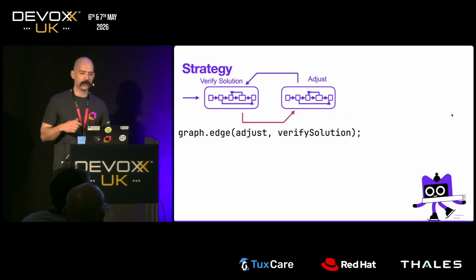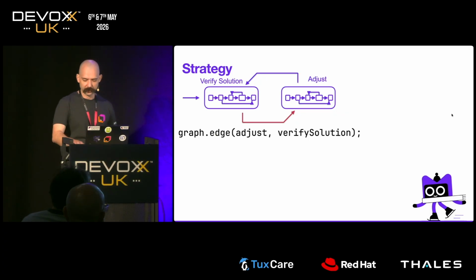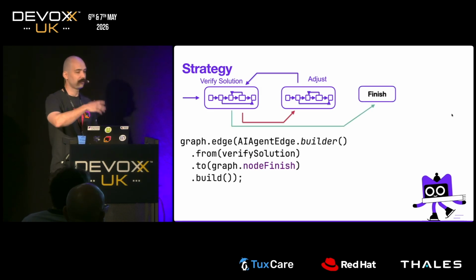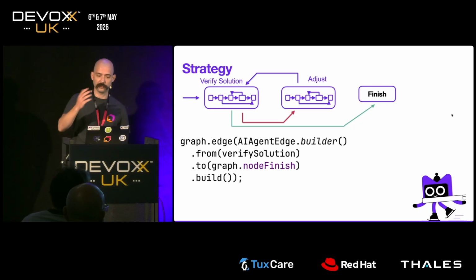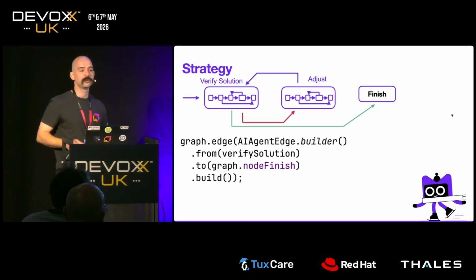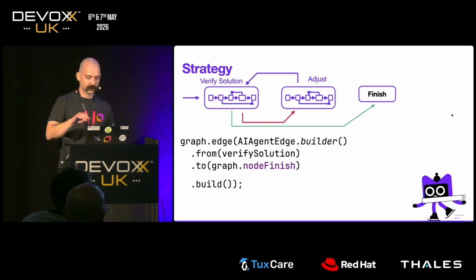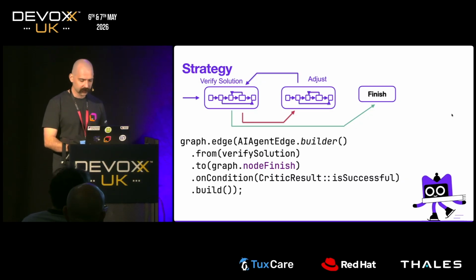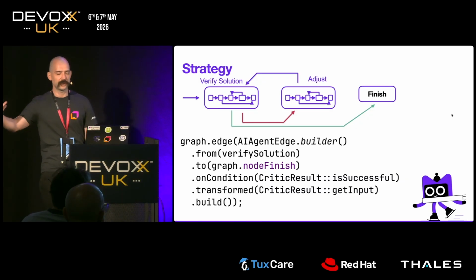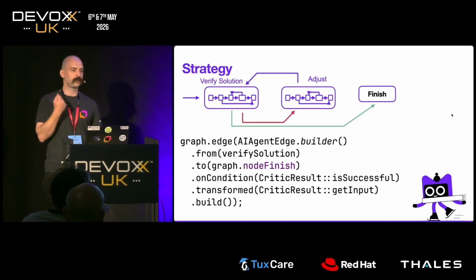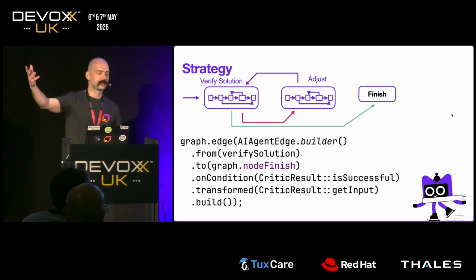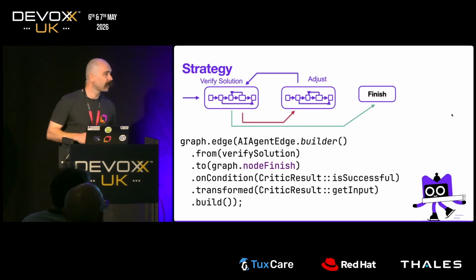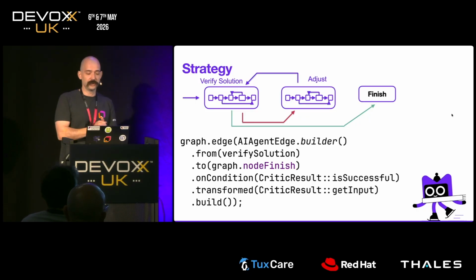Doing the looping back from adjust to verify is a simple, straightforward connection. And then finally, the other branching is we need to specify, of course, the opposite case when things were successful. So we go from verifying solution to the final results on the condition that it was successful. But again, we have a type mismatch. So we have to specify that we want to extract this issue solution from the critical result so that we can satisfy the output type of our graph. And now we've effectively built this entire graph using subgraphs.